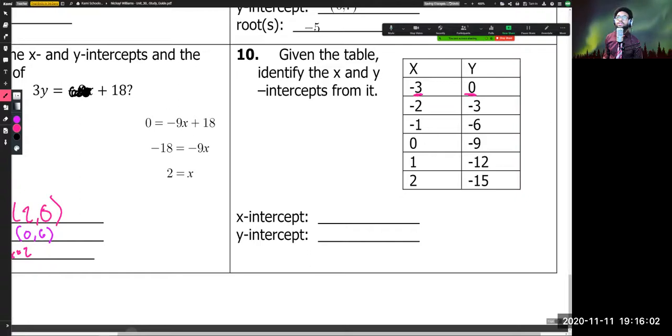Once we see that, our number and 0, we can just write that in. That's going to be -3 and 0. And it's the same thing for y. Oh snap, we got one that looks like our y-intercept, 0 and a number. Same thing here. So 0, comma, -9.